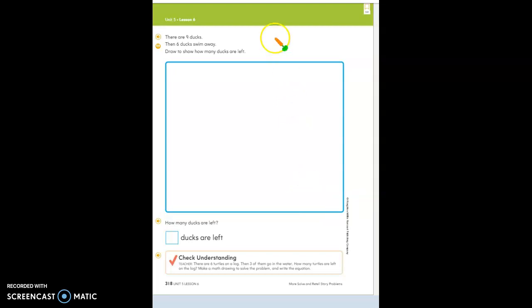When you are finished, you are going to take a picture on Seesaw of your work.